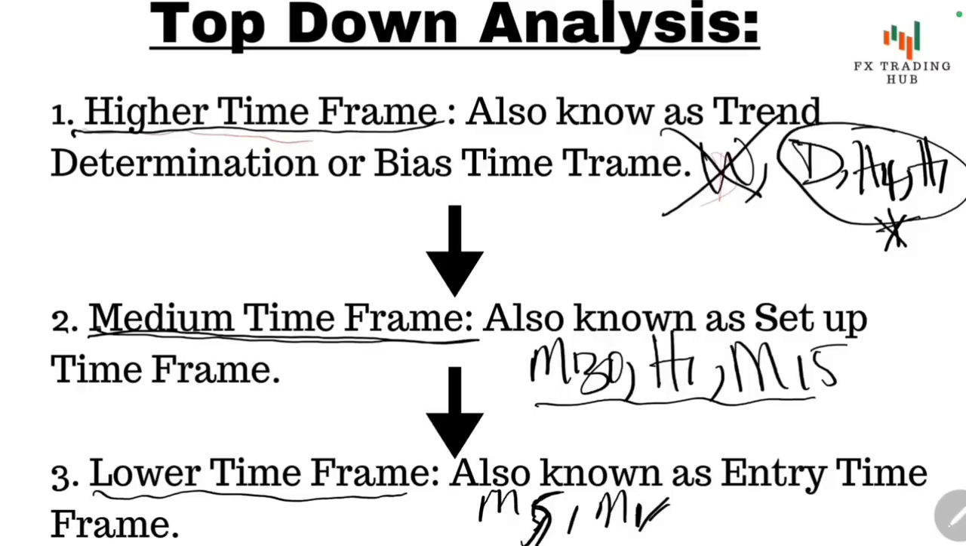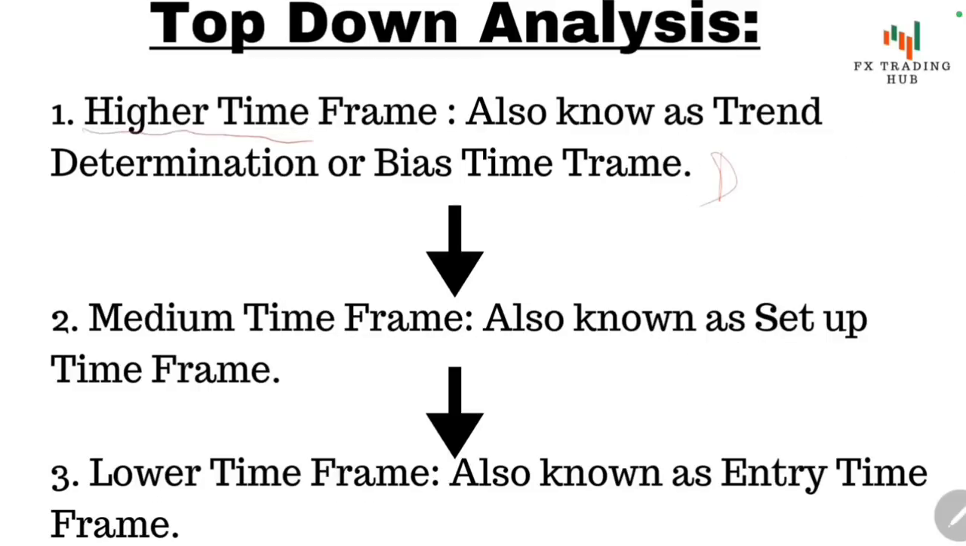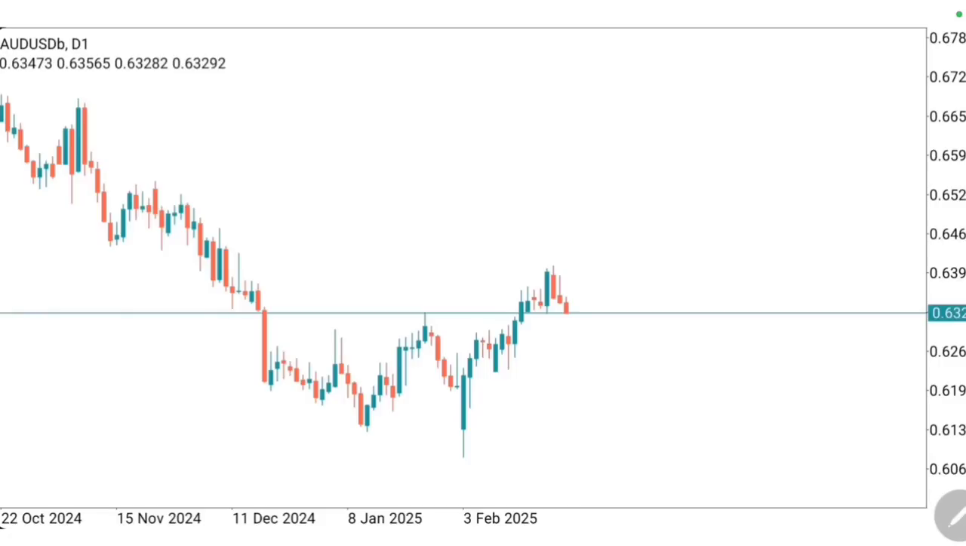So your higher time frame could be your daily time frame, your H4 time frame, your H1 time frame. Your medium time frame could be your M30 time frame, sometimes as well your H1 time frame, and your 15 minutes time frame. Then your lower time frame could be your 5 minutes time frame and your 1 minute time frame. So let me show you an example on the chart of how this analysis works.